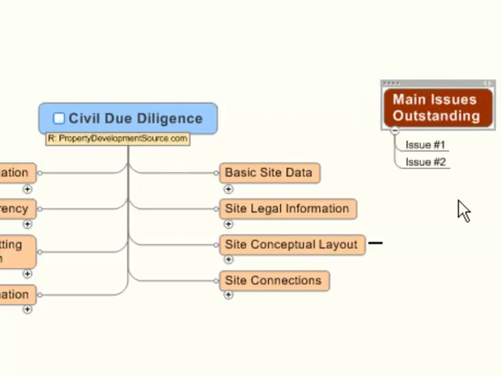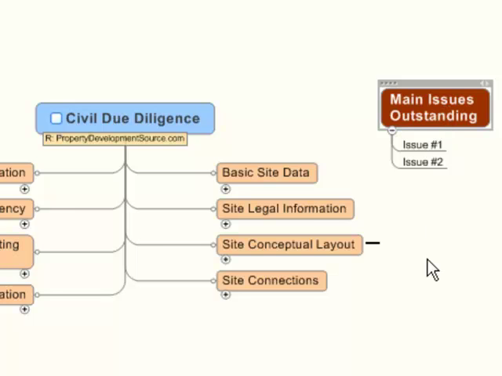What we typically do, and you'll see it on our due diligence reports, is we have a separate box called main issues outstanding, and we put anything that comes up that we either can't get the information for, or it's a known problem. We put that at the front of the reports that we do.